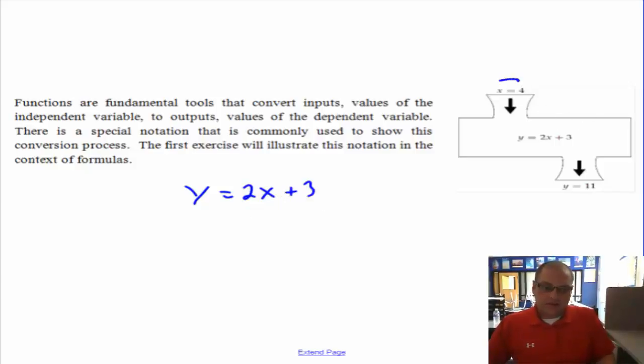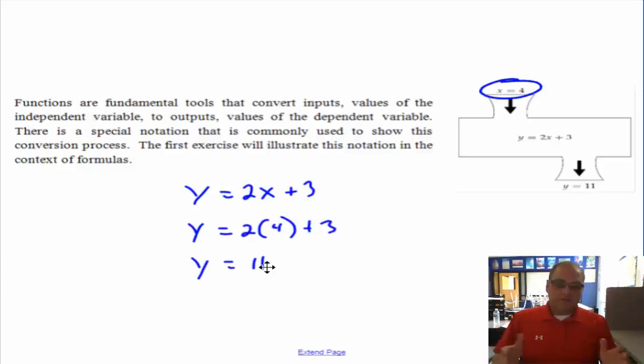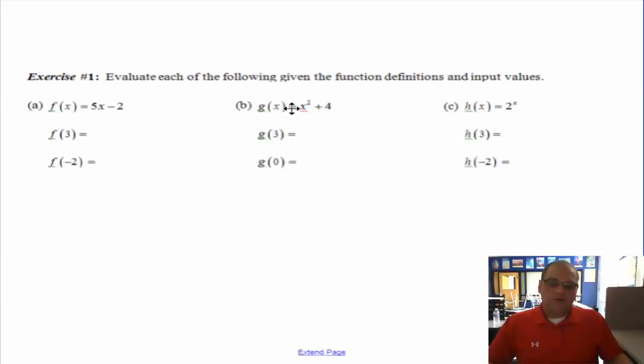So in this case, see how x equals 4? So the function says, all right, y equals 2 times 4 plus 3. And that gives you y equals 11. Okay, so basically, you have an input value of 4, and you have an output value of 11. That's what this function does. Now, this example doesn't have function notation, but here you start to see function notation.